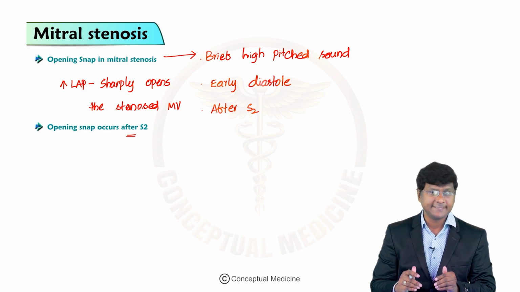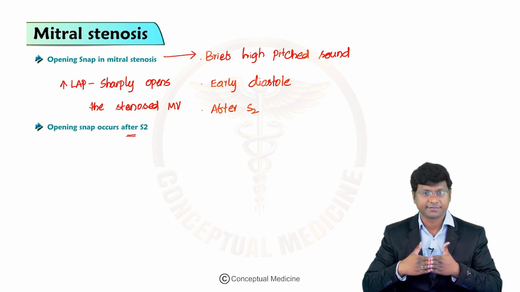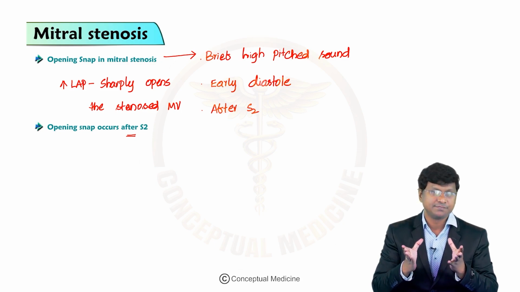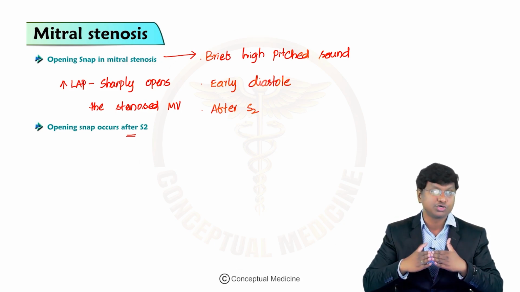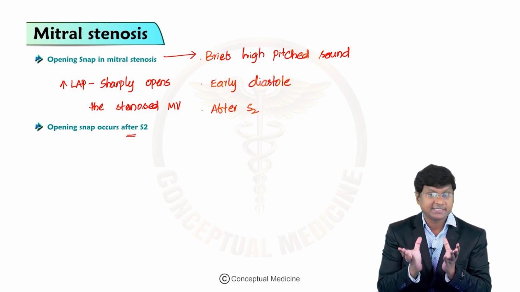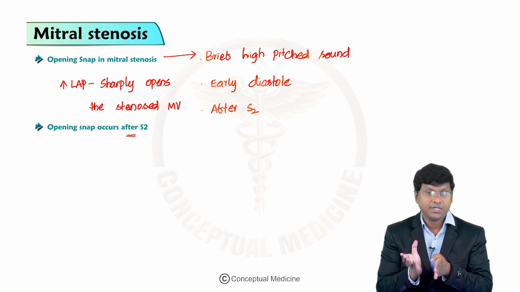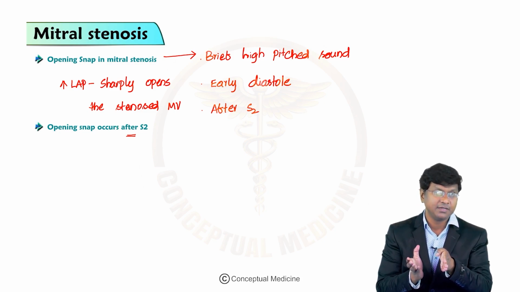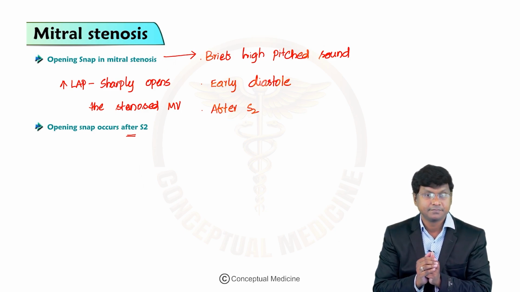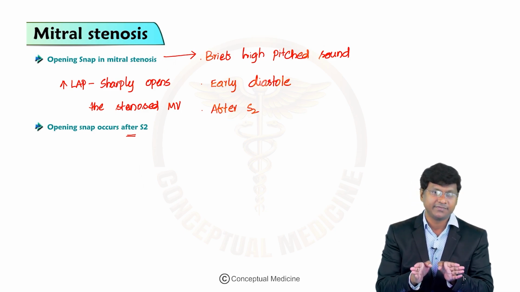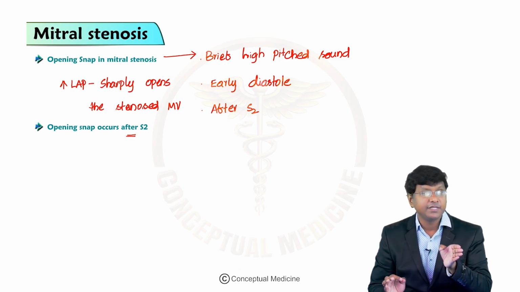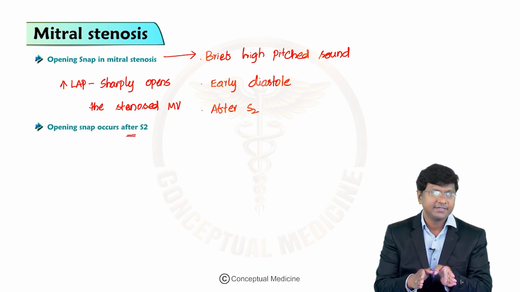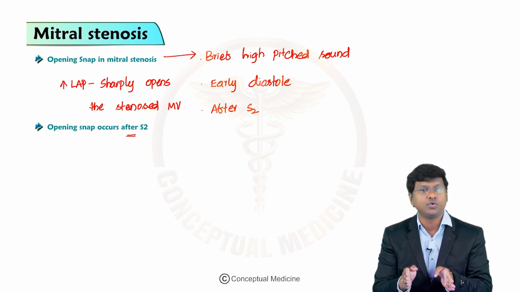But you have to understand that after the closure of the aortic valve, the ventricle will further relax. And when the ventricle is relaxing, the pressure within the ventricle drops down to such an extent that the pressure within the left ventricle will be less than that of the left atrial pressure. And thereby, there will be opening of the mitral valve. So the concept is that after the closure of the aortic valve, there will be opening of the mitral valve. That is the reason why I am saying that after S2, you have the opening snap.